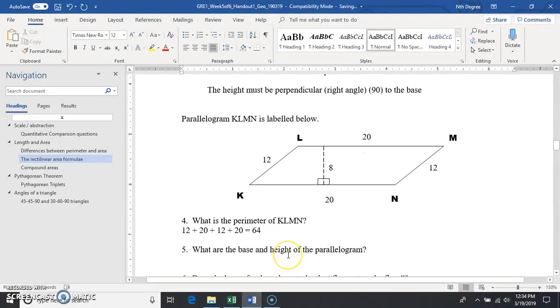What are the base and height of the parallelogram? The base must be an actual side of the shape. It can be any side, the whole side, and nothing but the side. So therefore, it certainly can't be 8. The base could be 20 or 12. But in order to figure out which one of those is more useful, we need a height that's perpendicular to it. So we can see that 8 would be the height as long as 20 is the base.